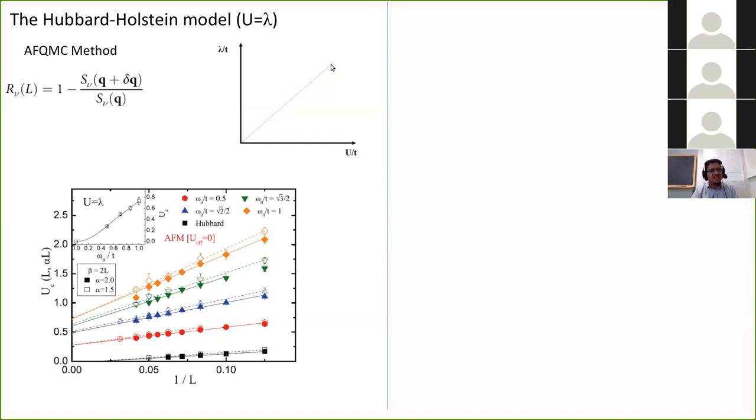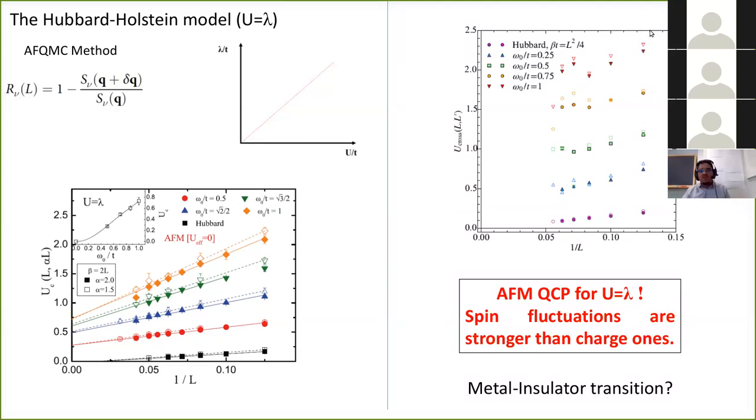So basically what we see is that the antiferromagnetism is stronger than the CDW phase when both parameters are equal. We also repeat the same analysis for z equal 2, the critical exponent equal 2. And we have similar results, but with slightly different critical points. But basically what we see is that probably we have a metal insulator transition. I will come back to this point again. But certainly we have an antiferromagnetic critical point, and the spin fluctuations are much stronger than the charge ones.